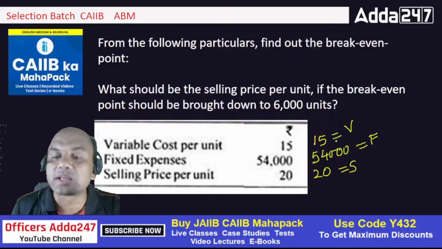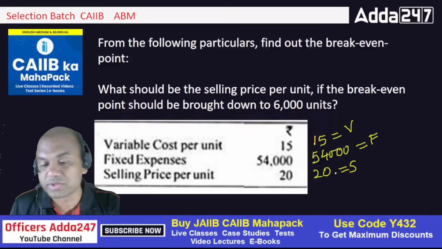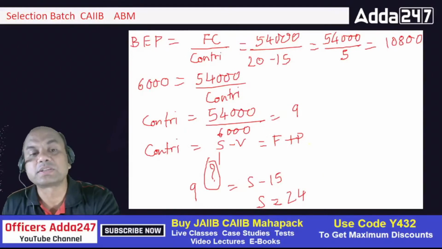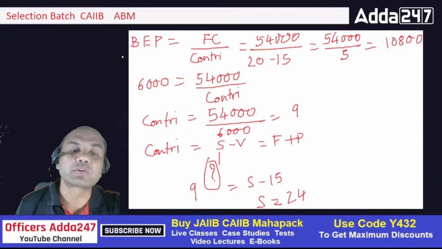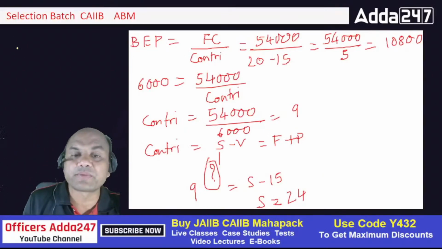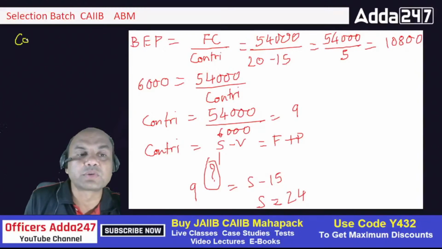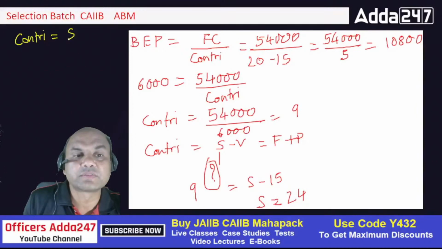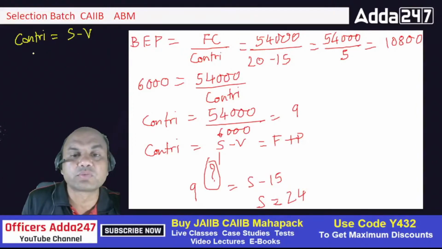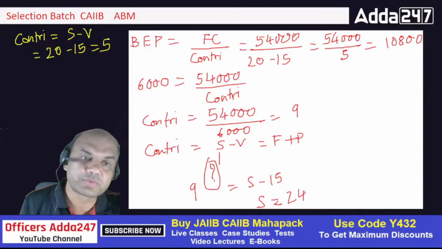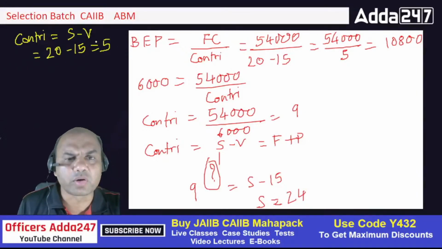So the first step will be to find the contribution. Contribution equals S minus V. So contribution equals S minus V, that is 20, my selling price, minus 15, my variable cost. So that is equal to 5. Okay. So contribution equals 5. Got it? Clear? Contribution I got it.